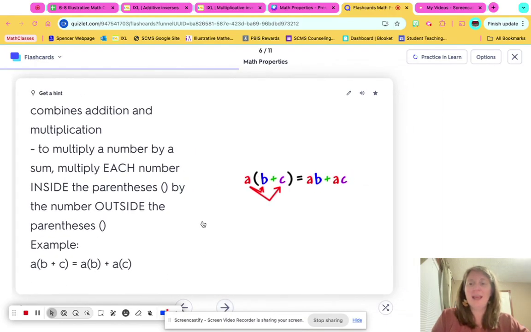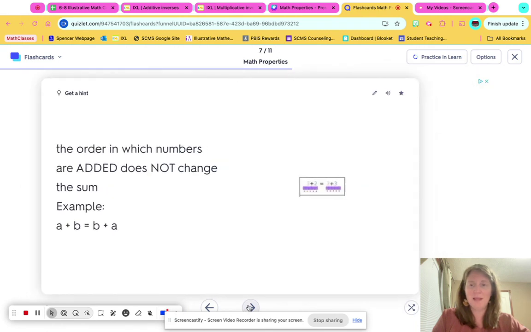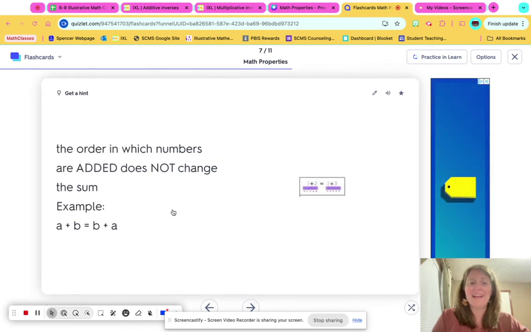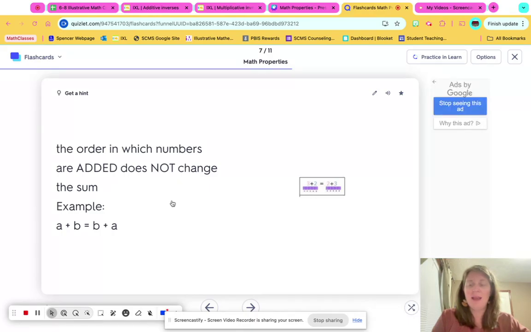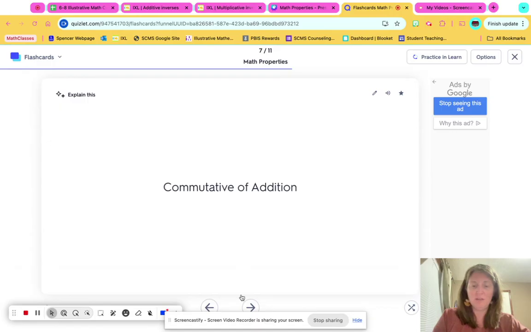All right, let's go to the next one. This one combines addition and multiplication. To multiply a number by a sum, multiply each number inside the parentheses by the number outside of the parentheses. So A times B plus A times C. What property is this? Hopefully you're thinking the distributive property. Next one. The order in which numbers are added does not change the sum. Example, A plus B equals B plus A, or 3 plus 2 equals 2 plus 3. What is it? This is the commutative property of addition, or commutative of addition.